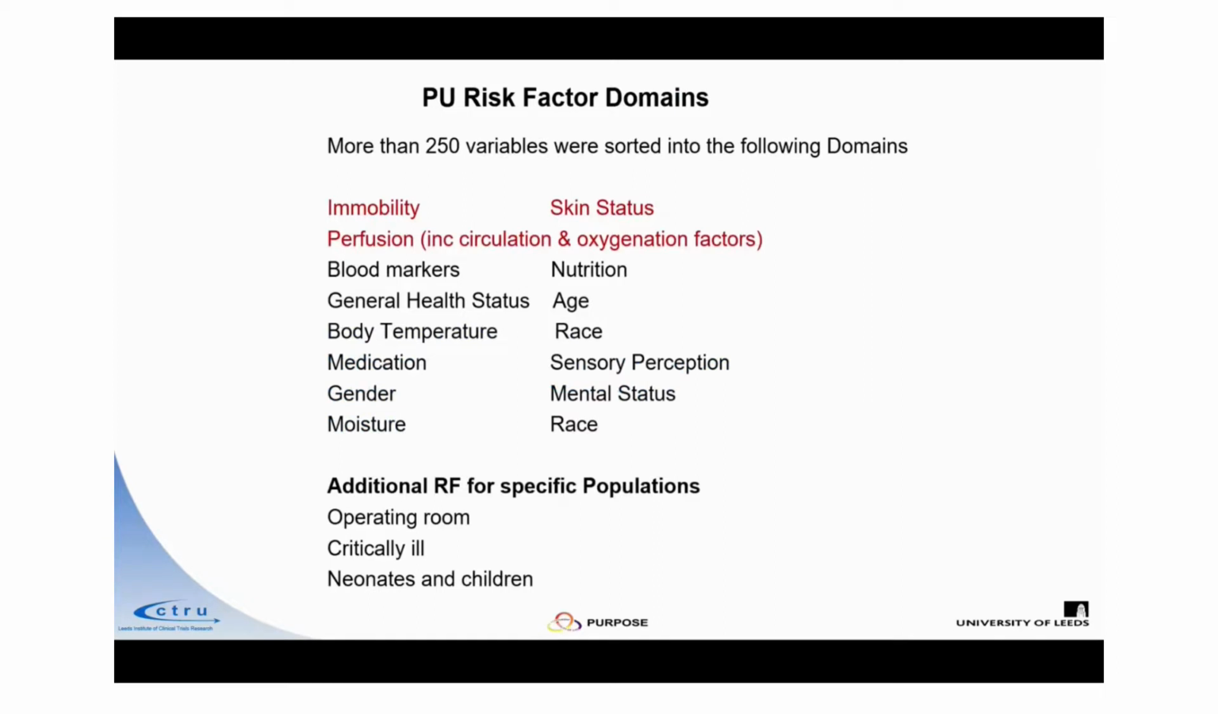So we had 250 variables. We listed a number of domains. And the key ones that we identified in terms of the strongest statistical evidence were immobility, skin status, and perfusion.